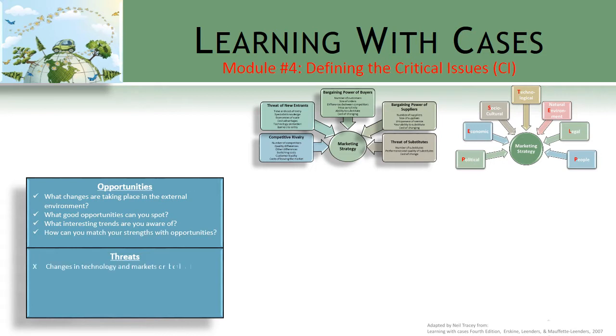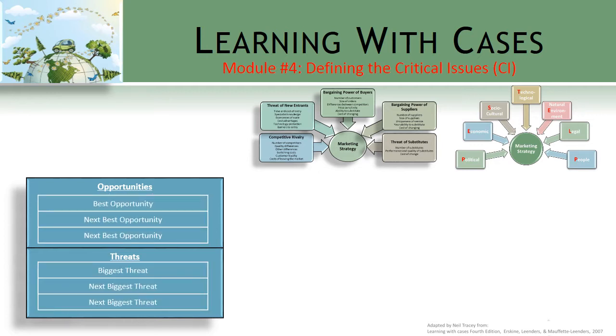What are the changes and trends in the environment that could have a potential positive impact on our organization? Conversely, what are the changes and trends in the environment that could have a potential negative impact on our organization? Again, it's helpful to rank opportunities and threats from biggest or most impact to smallest or least impact. This will help us to get a clearer understanding of the most important trends in the external environment, helping us to define the most critical issues and develop options or alternatives to help us achieve our definition of success.